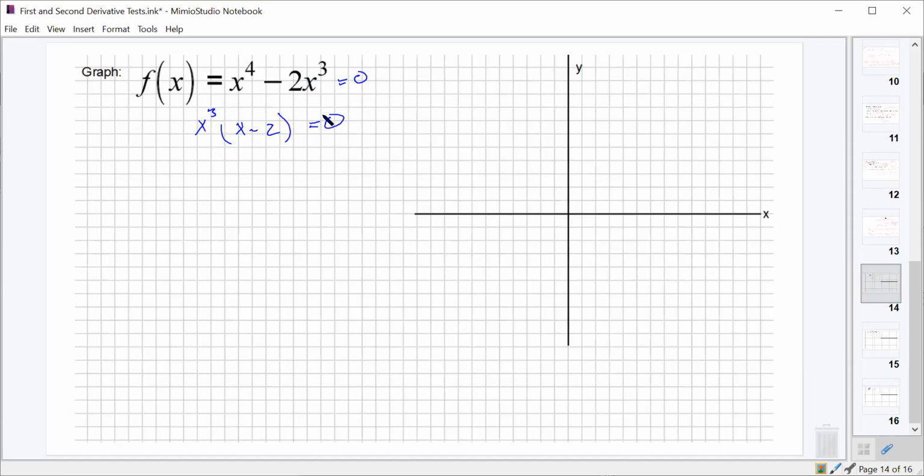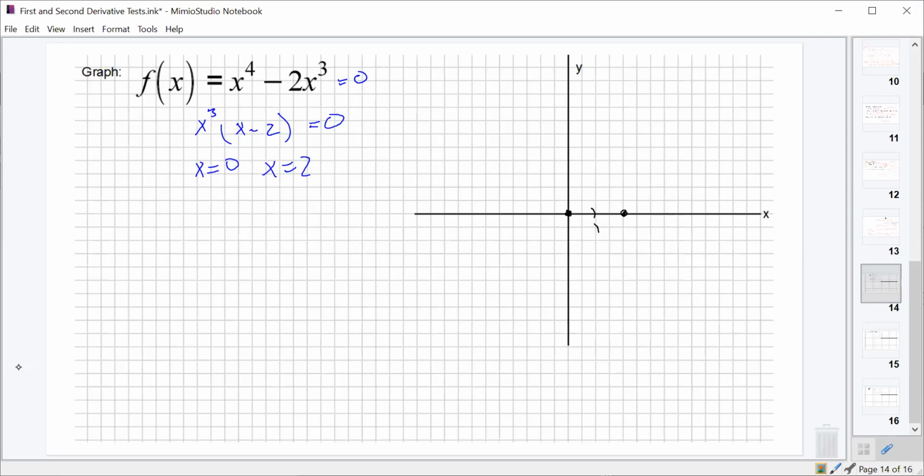And what do we get? X equals 0 and X equals 2. All right, so we got 2 X-intercepts, 0 and 2. I'm gonna say that each 2 squares here is 1 unit for us here. All right.